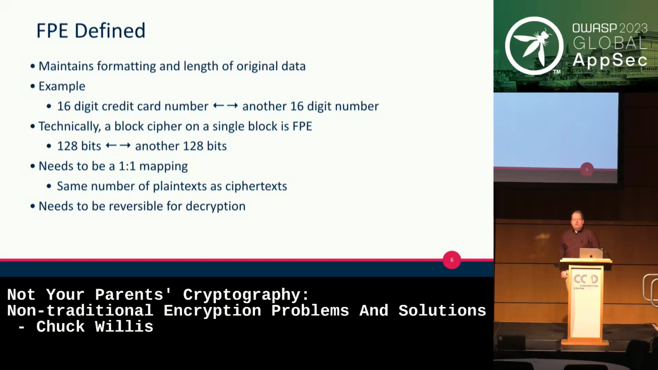But if you're familiar with computer science, like the counting problem or pigeonhole problem, there needs to be a one-to-one mapping because there are exactly as many ciphertexts as there are plaintexts. So there's that kind of mapping, and it also needs to be reversible. There needs to be a way that you can get back to the plaintext as well. So how do you do that?